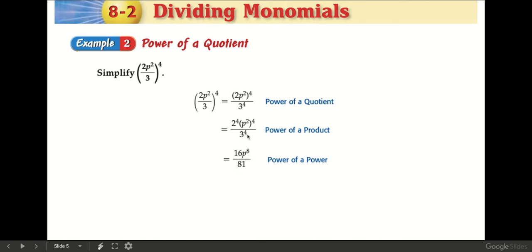And then obviously 3 to the fourth power can be simplified to 81. 3 times itself 4 times is 81, right? 3 times 3 times 3 times 3 is equal to 81. So that's how I'd use the power of quotient rule.